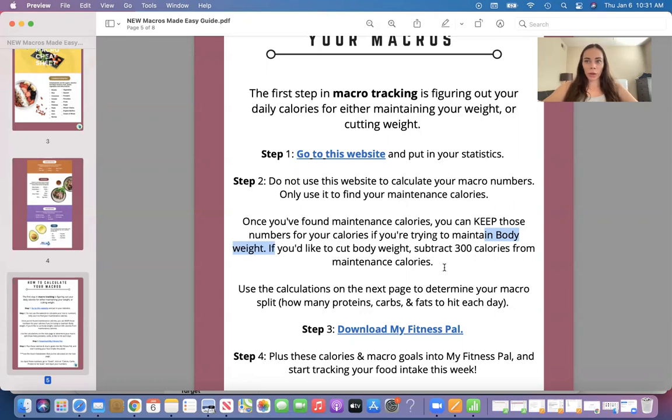So many people want to cut calories and make it like the craziest deficit. Cutting 800 calories, cutting 1,000 calories, that's a surefire way to burn yourself out and just not do this in a sustainable, safe way. So I'm going to recommend 300 calories.